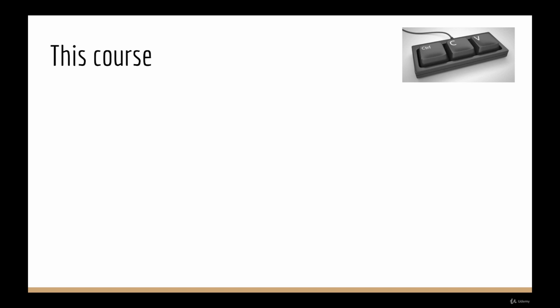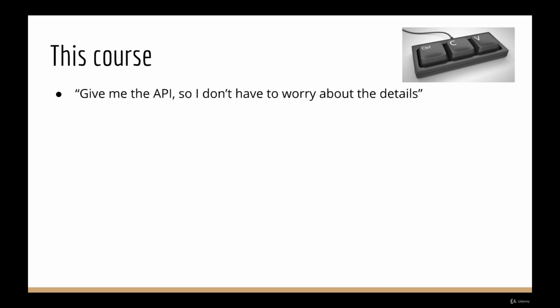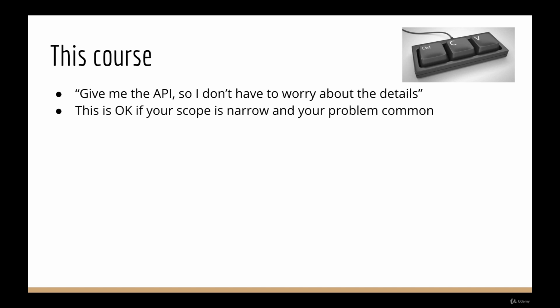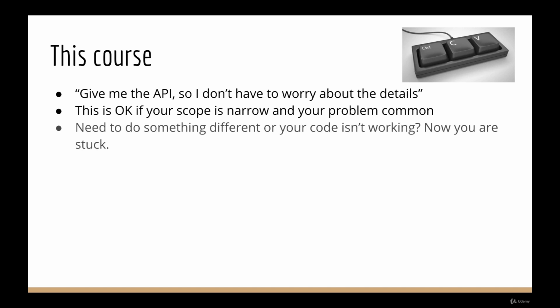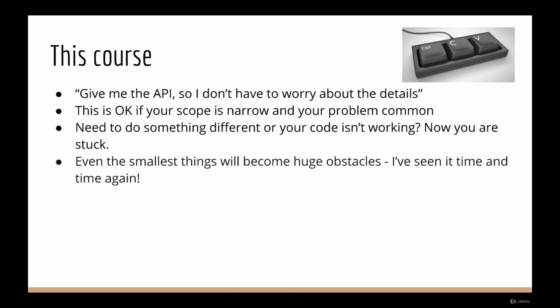And that brings us to this course. Where exactly does this course fit in the grand scheme of things? Well, a lot of people like to take the abstraction approach when it comes to deep learning. They say, give me the API so that I don't have to worry about the details. This is okay if your problem is very narrow and nothing you need to do is uncommon. But the problem arises when you need to do something different or when things aren't working. Even the smallest change will confuse someone who doesn't know what they're doing. I've seen this with my very own eyes time and time again.